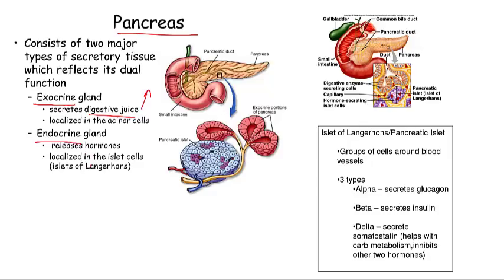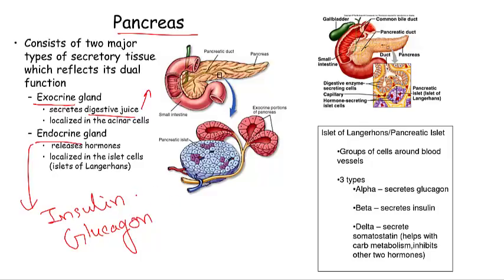Two major hormones are secreted by the pancreas as an endocrine gland. One is insulin, another one is glucagon. Insulin lowers the level of blood glucose by uptake of glucose by the other cells, and it also converts that glucose into glycogen and stores it in the liver. It also helps in triglyceride synthesis by the adipose tissue of our body. These are the functions of the insulin hormone.